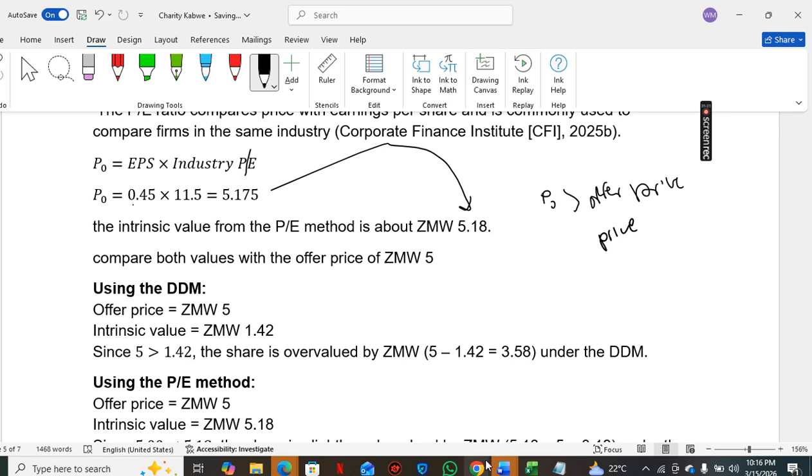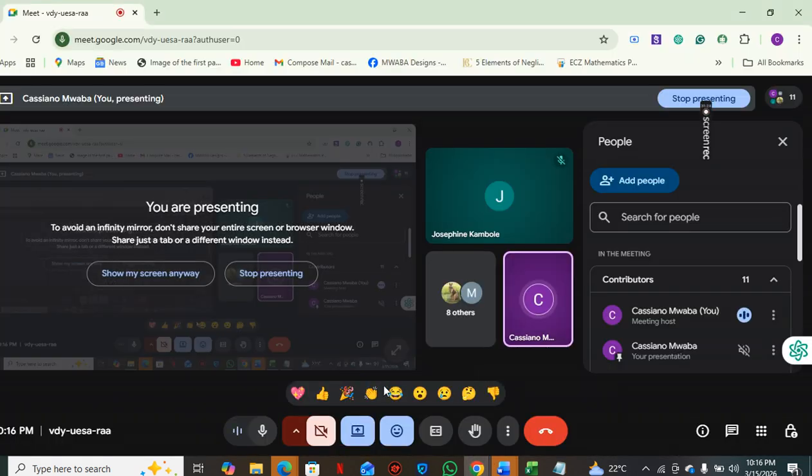So colleagues, the question now comes here. If you are Pangea Securities, what price would you tell ZEC to sell their share? Would you tell them to sell at the undervalued price, or at the overvalued price?